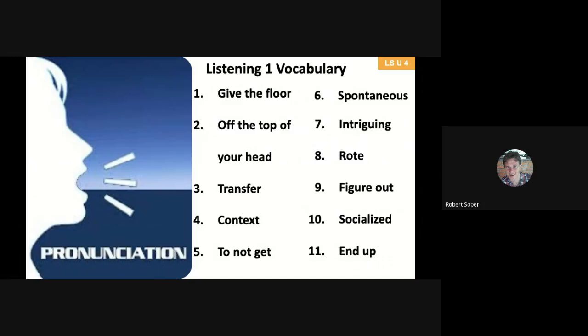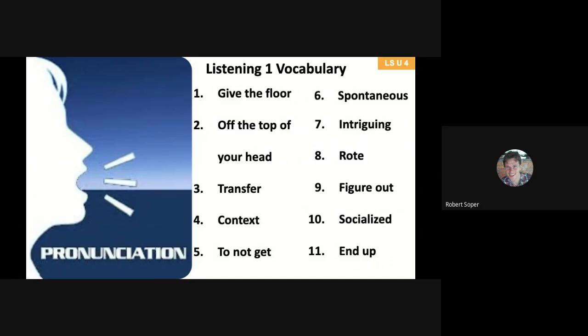Number three, transfer. Transfer. Number four, context. Context. Number five, to not get. To not get. Number six, spontaneous. Spontaneous. Number seven, intriguing. Intriguing.